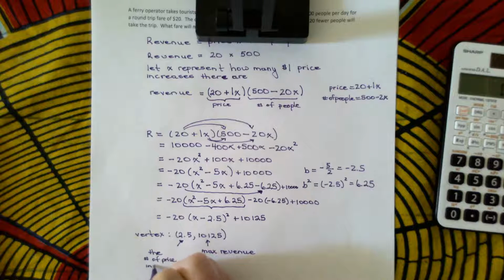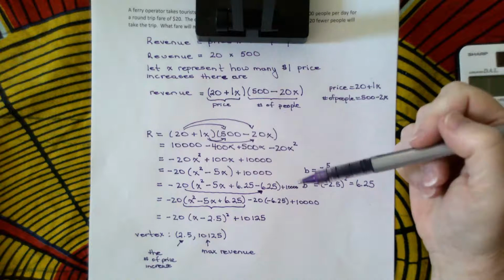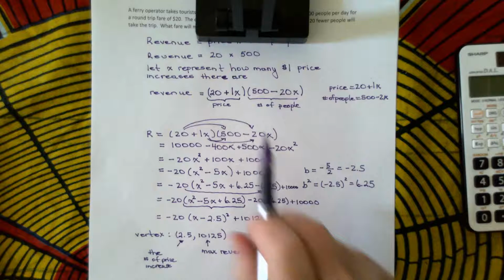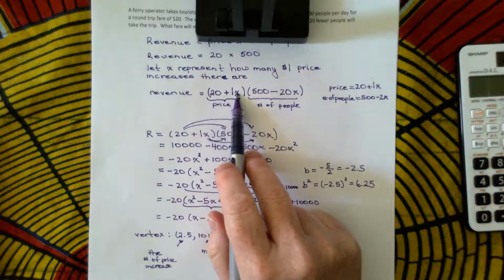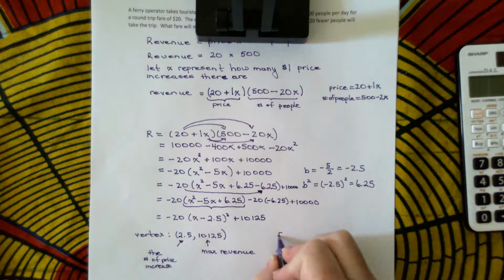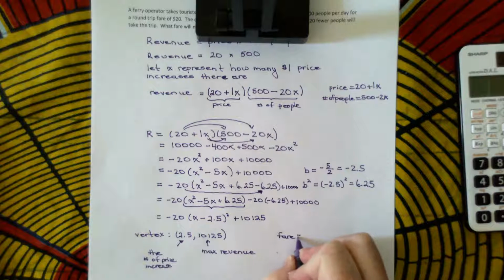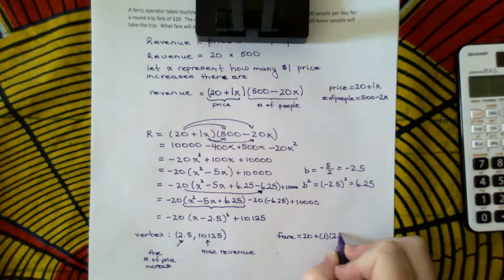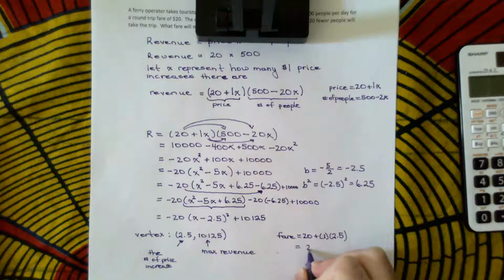And so if we go back to the question, it talks about what fare will maximize the number of people coming. And so that is going to be this 2.5. So in order to figure out what the fare is, if we go back up here, the 20 plus 1x is the price or the fare. So we just have to put in 2.5 price increases. So then the fare, so let me write over here, the fare or the price is going to equal 20 plus 1 times 2.5, or $22.50.